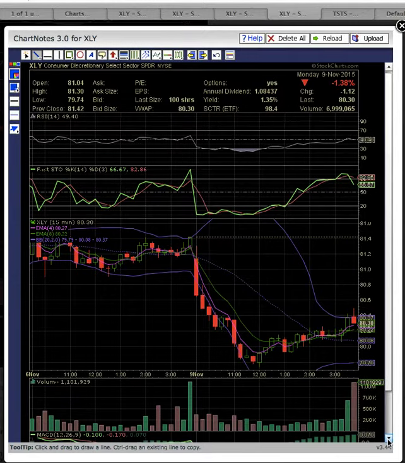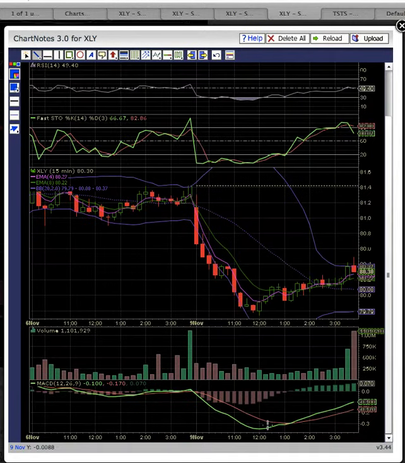Now look down here at MACD, and you'll see there was this bullish crossover on MACD at 1:15. So that was signaling this move here. You want to just make sure that the MACD line is above the signal line, the green line above the red line, and that will be signaling more upside. So this is XLY.